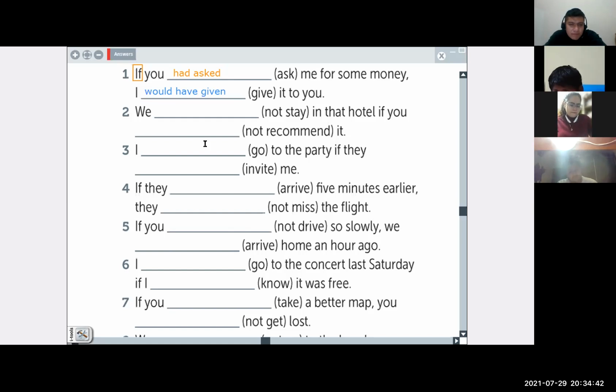What do you understand? Y si tú me hubieras preguntado por dinero, o me hubieras pedido dinero, algo así. Uhum, me hubieras pedido dinero, yo te hubiera dado, yo te hubiera entregado. Yo te lo hubiese prestado o te lo hubiese dado. Uhum, very good. And let's go to number 2. María José, please.